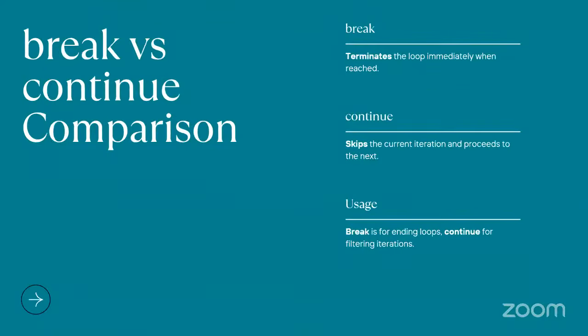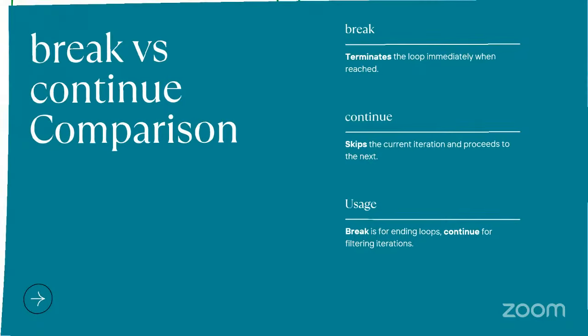So break terminates the loop immediately, whereas continue skips the current iteration and proceeds to the next iteration. Therefore, break is for ending loops, continue is for filtering iterations. When deciding which iteration to do and which iteration not to do, continue is used.